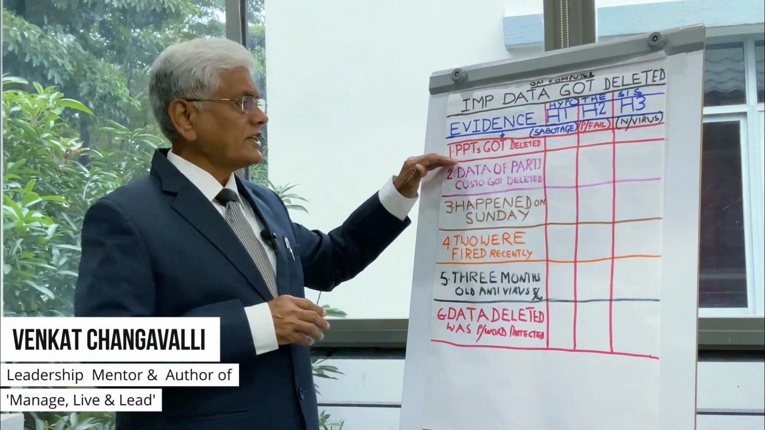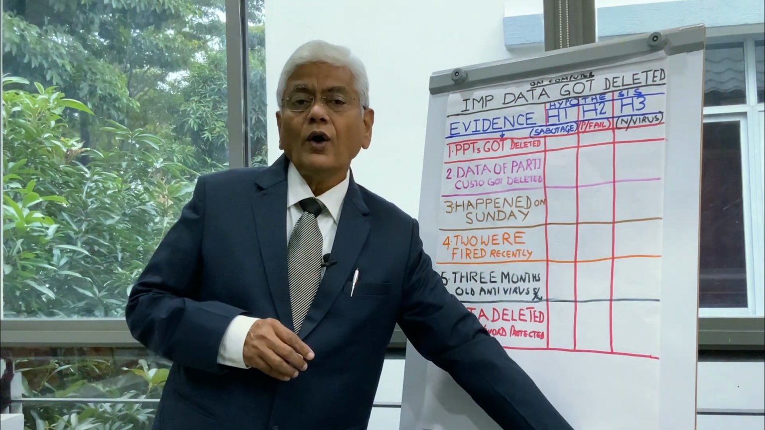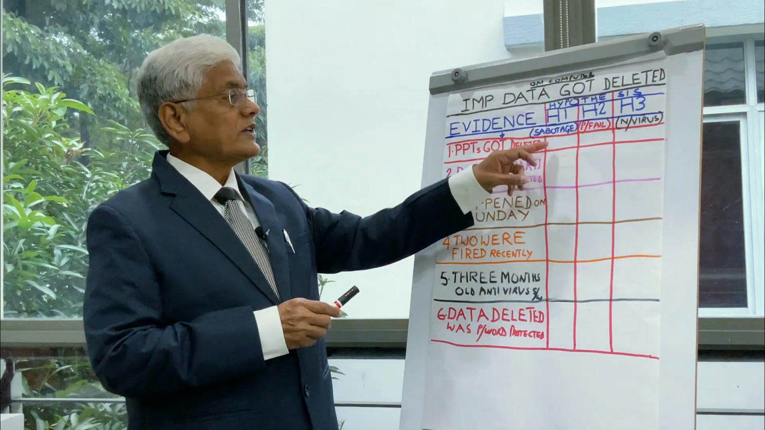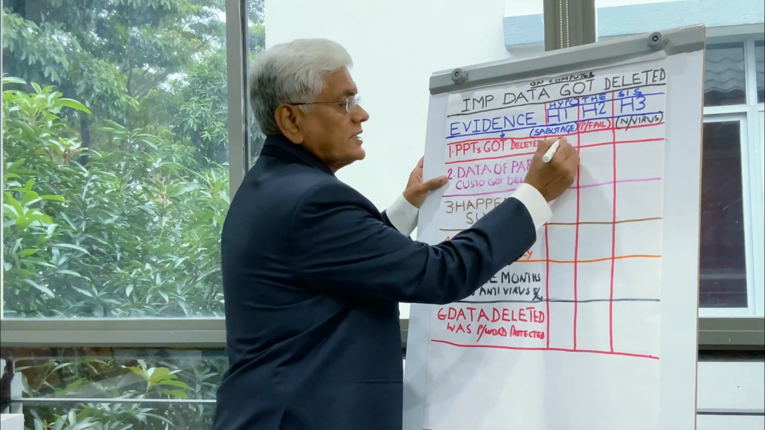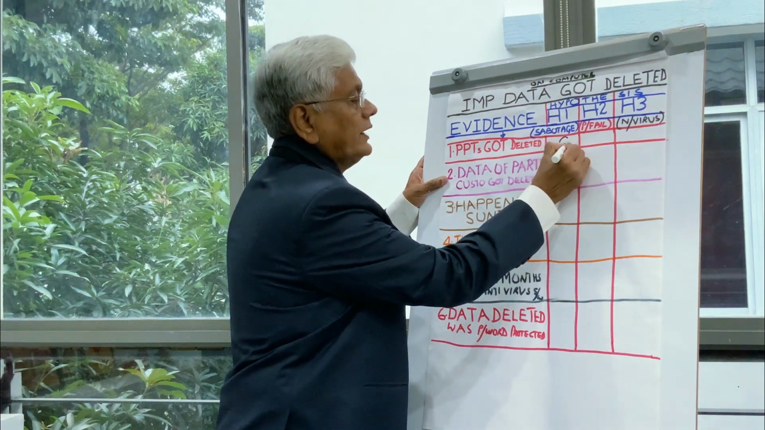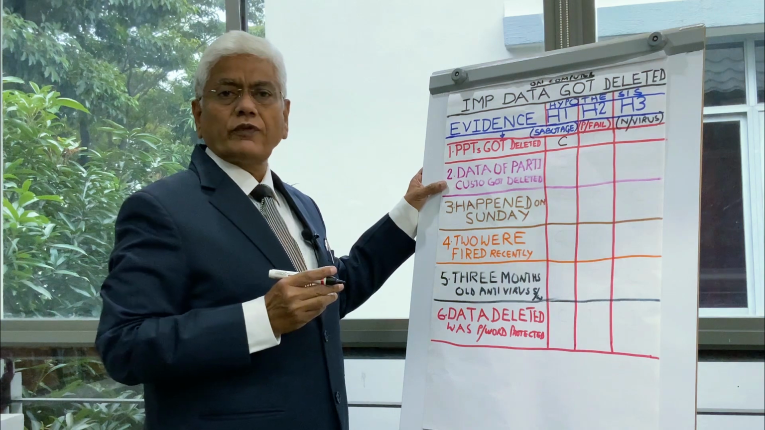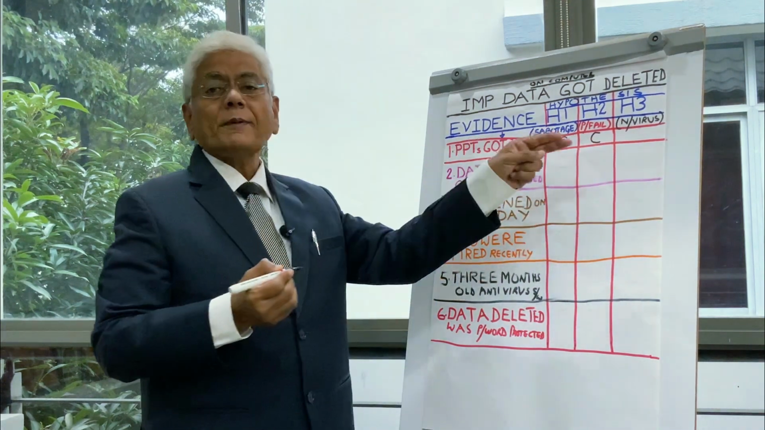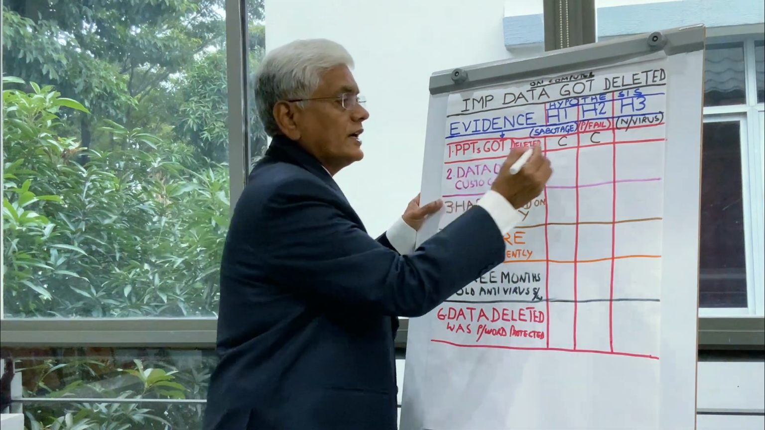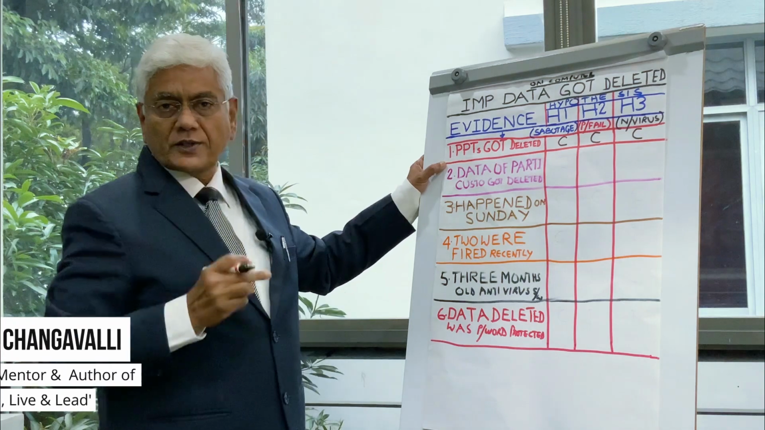Now, let me take the first evidence. PPTs got deleted. Is it consistent with the first hypothesis, sabotage? Yes, it is consistent because sabotage will delete the PPTs. Second one, hypothesis power failure. Of course, it will delete the PPTs. Third hypothesis, virus. Of course, it deletes PPTs. So the first evidence is consistent with all hypotheses.